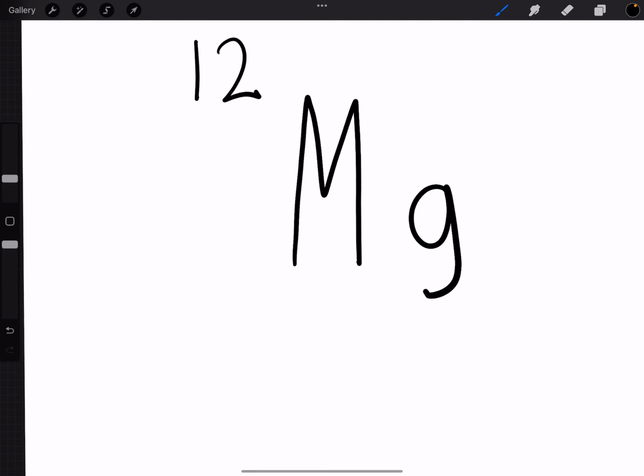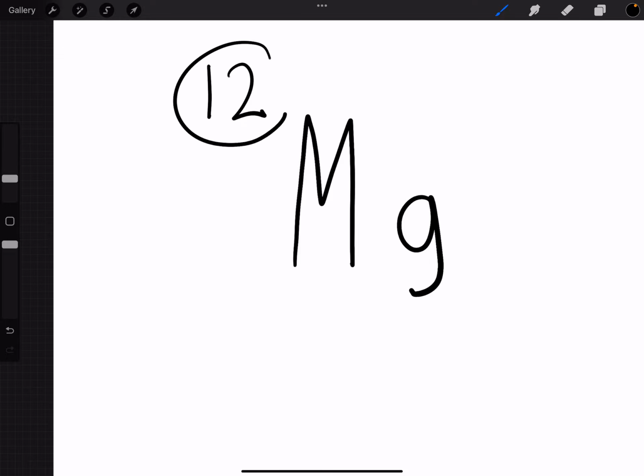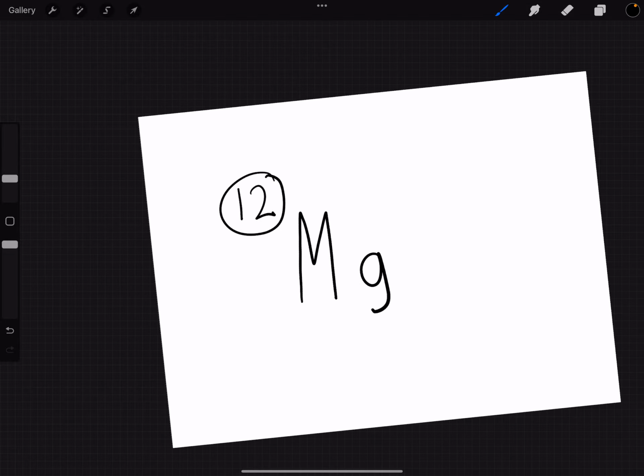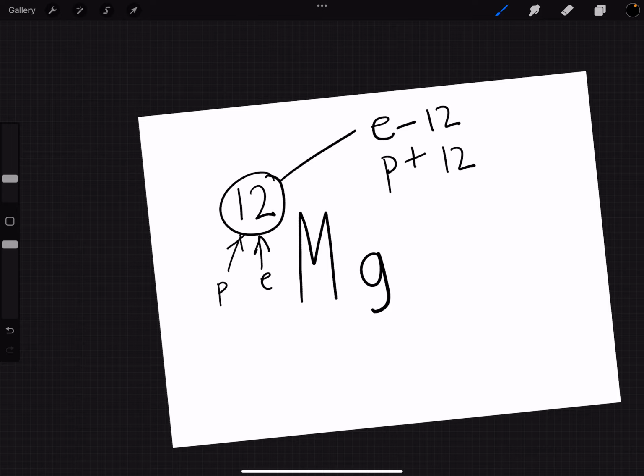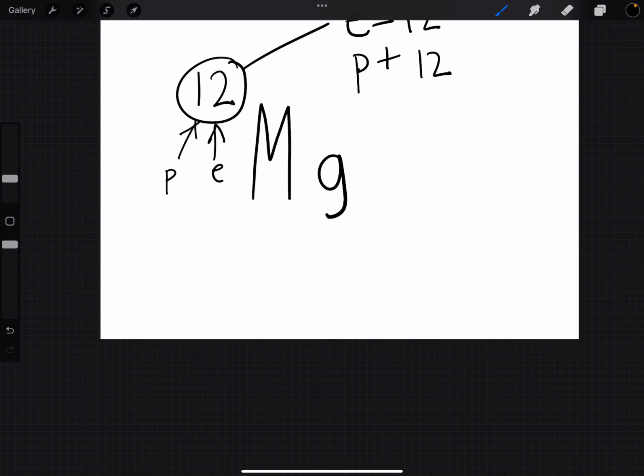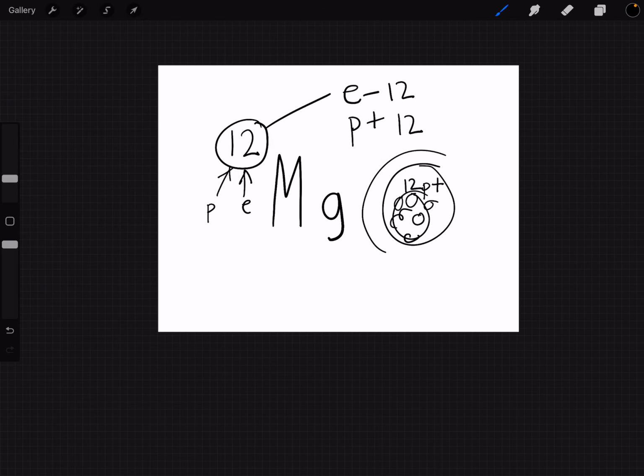So, you may look at the periodic table and see these numbers, but what do they mean? Essentially, that's the number of electrons and protons. That means there's 12 protons and 12 electrons. There's the same amount of electrons and protons for everything. So, like magnesium, the center would have 12 protons. And then around would have 12 electrons.